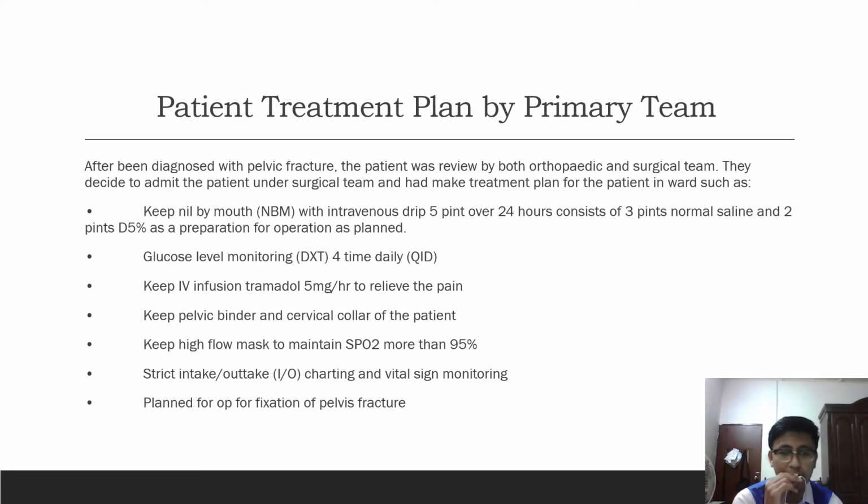Next, glucose level monitoring 4 times daily. Keep IV infusion tramadol 5 mg per hour to relieve the pain. Keep the pelvic binder and cervical collar on the patient. Keep high flow mask to maintain SpO2 more than 95%. Strict intake output charting and vital sign monitoring. The patient is also planned for fixation of the pelvic fracture by the surgical and orthopedic team.